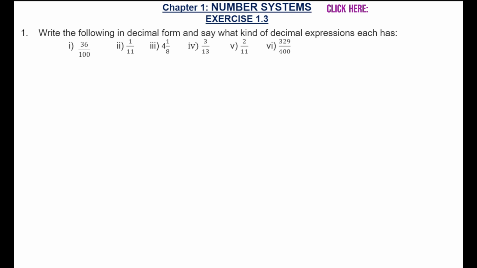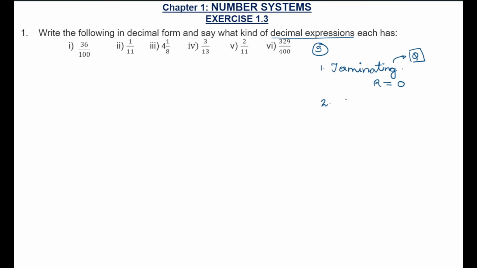Now let's get started. Question number 1 says, write the following in decimal form and say what kind of decimal expression each has. A decimal expression could be of three types. Number one, it could be a terminating decimal expression. By the name itself, it is very clear that while you are dividing, a point would come where the remainder will turn to be zero, and you need to stop or end the division process. And whatever value you get of the quotient will be your decimal expression of type terminating.